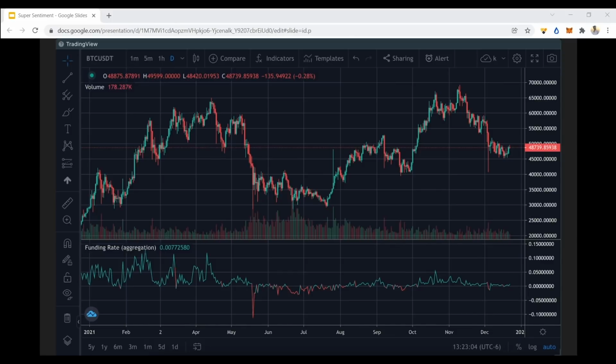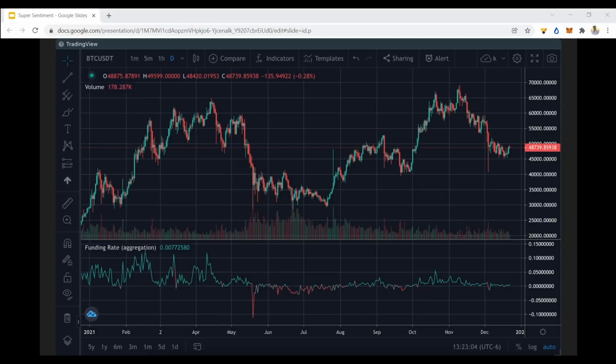The funding rate, I would say, is one of the best sentiment indicators. It's definitely top three for me. It just shows you what people are thinking about the future. And when people are thinking the market's just going to moon, when the funding rate gets really positive, it's typically a phenomenal time to sell.